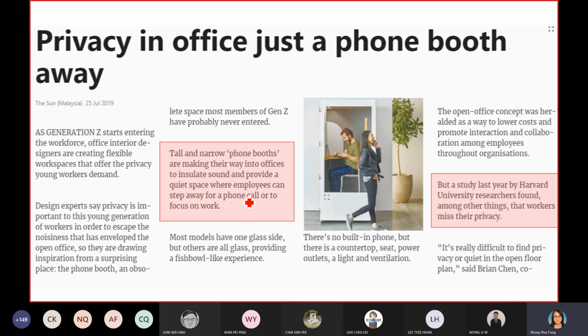Okay, this news actually is talking about privacy in the office, just a phone booth away. So you can see that in this office, these tall and narrow phone booths are making their way into the office to insulate sound and provide a quiet space for the employees so that they can step away for a phone call or to focus on work. So you can see that people are actually missing their privacy. They want privacy, but they just couldn't have it. So that's why privacy is very important to ensure health and well-being.